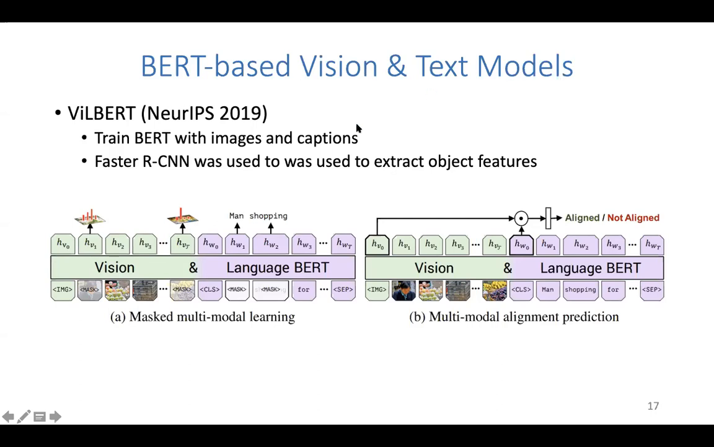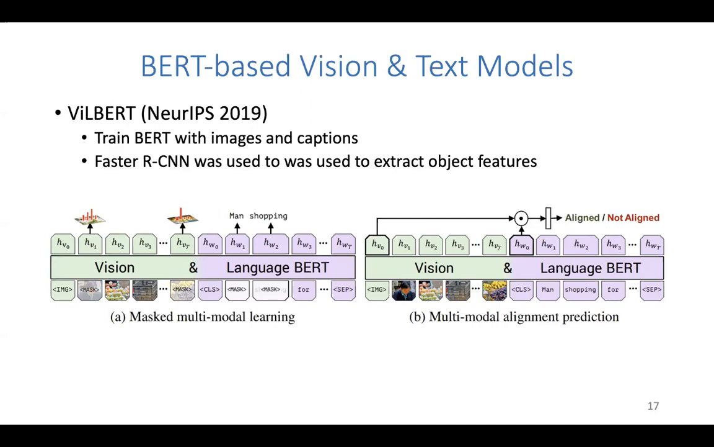ViLBERT. So previously VideoBERT was using YouTube videos and captions. ViLBERT just uses images and captions. So still image, just one image and one caption. So given an image and a caption, what ViLBERT does is first pre-process the image using faster RCNN. So it uses an off-the-shelf object detection model to extract relevant objects from the image and then encode that into a fixed size vector.